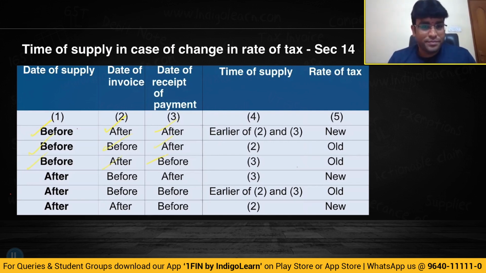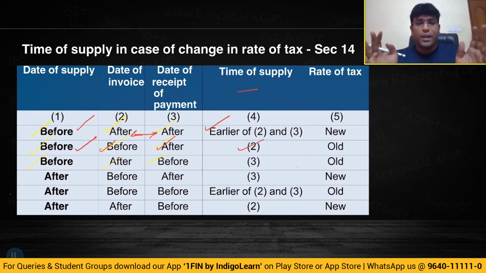Supply is before. Invoice and payment both are what, sir? After. When invoice and payment both are after, they told time of supply will be invoice or payment whichever is earlier. Clear? Supply is before, invoice before, payment after. Then directly answer is date of invoice.